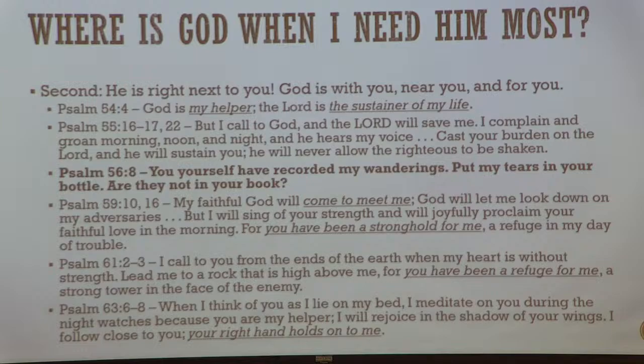Again, those intimacy concepts, that he's the helper, he's the refuge. But beyond that, he's the intimacy of put my tears in your bottle. Are they not in your book? The intimacy concept in 63, your right hand holds on to me. So where is God when I need him most? He's with me. He's intimately connected with me. He's not so sovereign, so high and lifted up, that he's not connected or caring about what we're going through. But he's not so close and intimate with us that he doesn't have control over everything. So it's the dual realities, but both of them hand in hand.